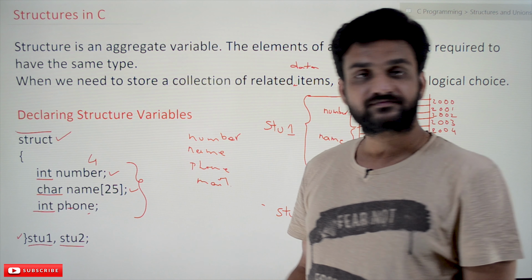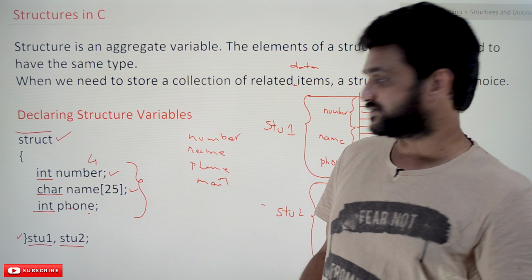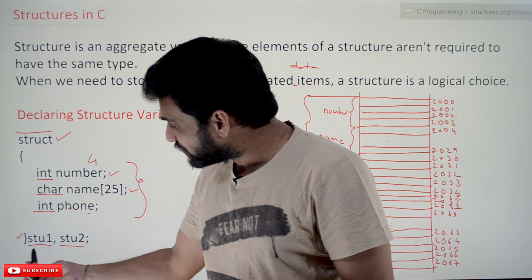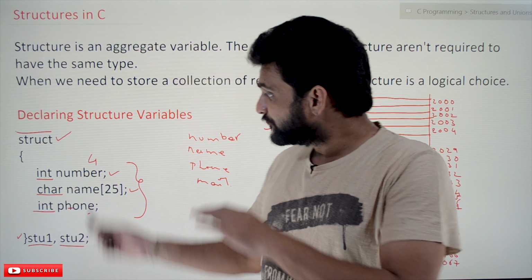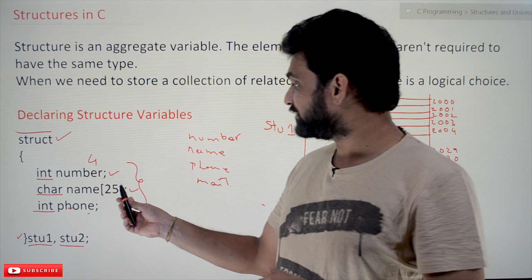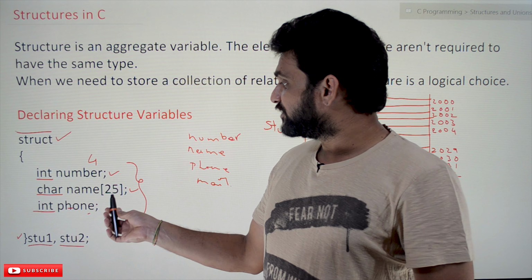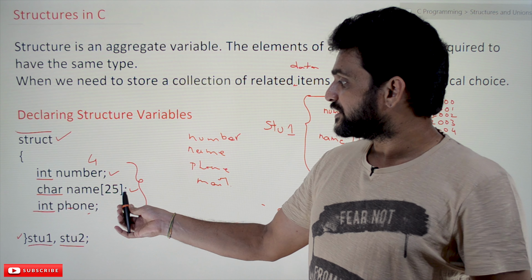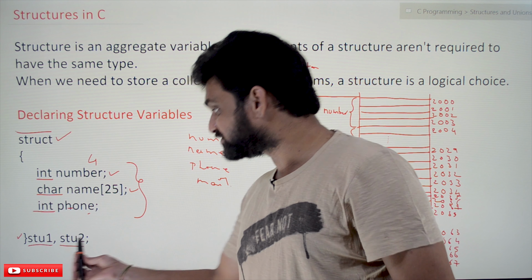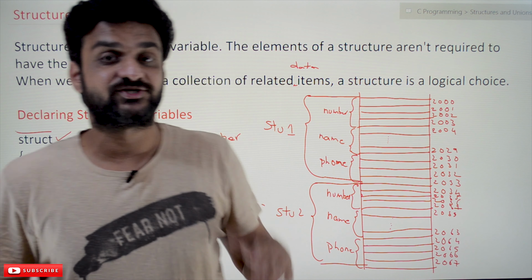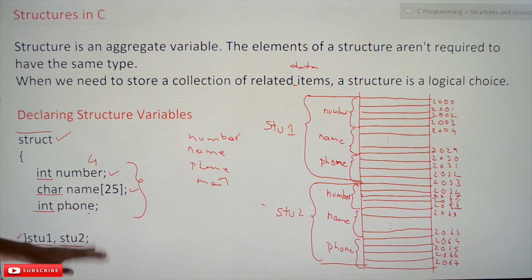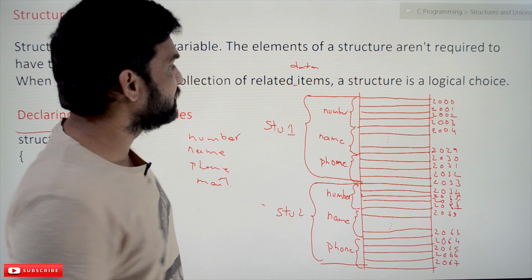And int phone means an integer phone number. We are going to collect the phone numbers of the students also. So for this variable stu1, 4 plus 25 plus 4, a total of 33 bytes of data will get created. So for stu1 33 bytes, and for stu2 33 bytes of data will get created. So how will the memory be after executing this entire structure? This is how the memory will get created.